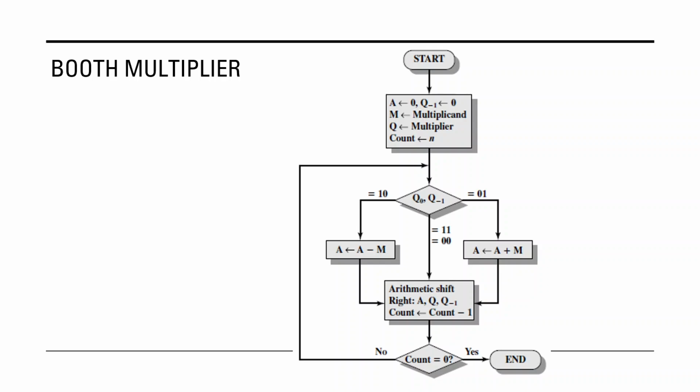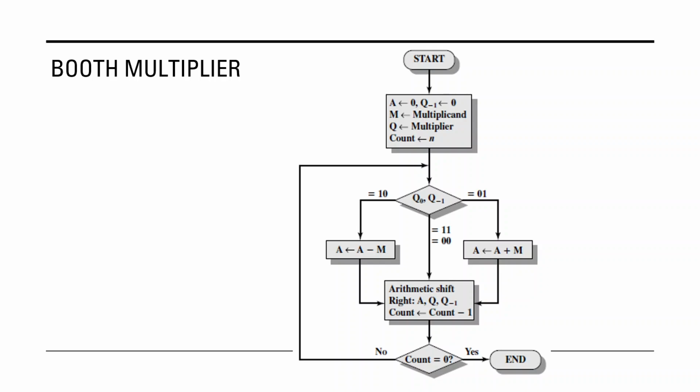This method works beautifully for 2's complement numbers, allowing both positive and negative values to be multiplied using the same hardware. So where do we use the Booth multiplier? It is widely used in DSP processors and high performance VLSI designs, where efficiency and speed matter most. In this video, we will learn the algorithm of the Booth multiplier, and then we will see examples with one positive and one negative number, both negative numbers, and both positive numbers. So now let's go into the algorithm.